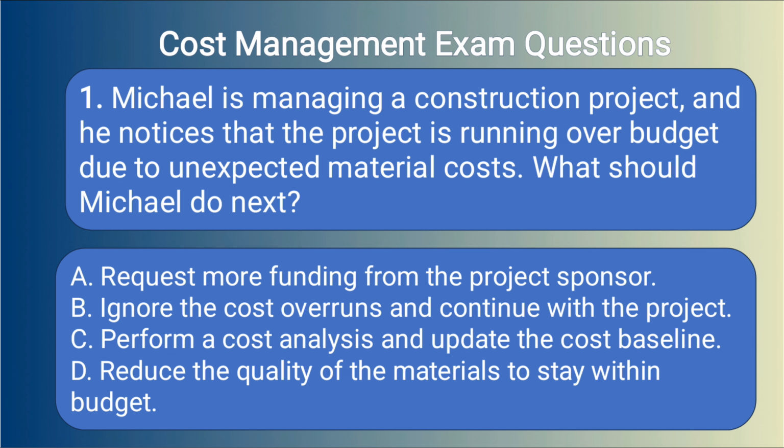1. Michael is managing a construction project and he notices that the project is running over budget due to unexpected material costs. What should Michael do next? A. Request more funding from the project sponsor. B. Ignore the cost overruns and continue with the project. C. Perform a cost analysis and update the cost baseline. D. Reduce the quality of the materials to stay within budget.